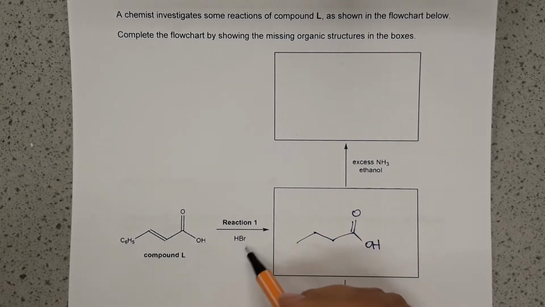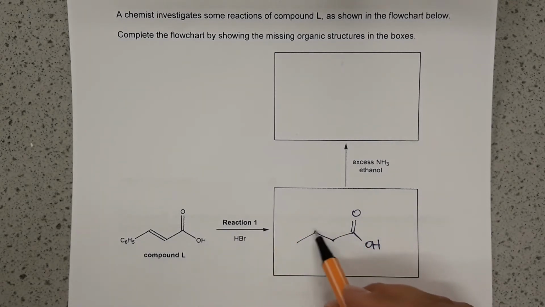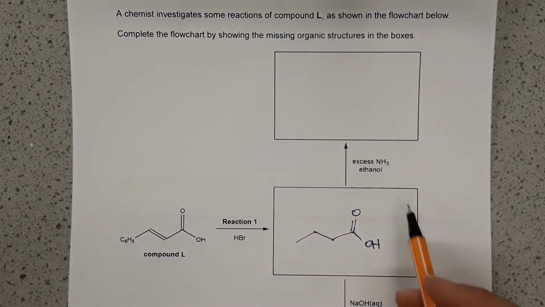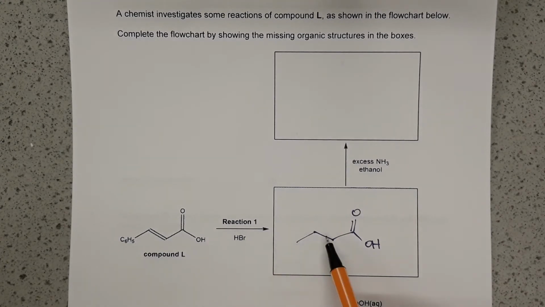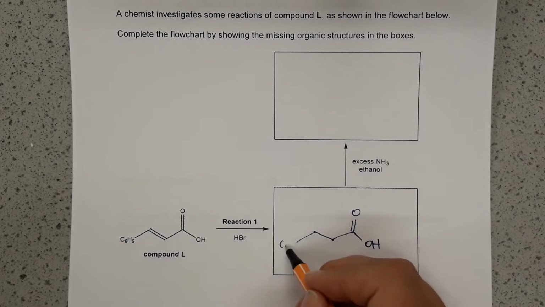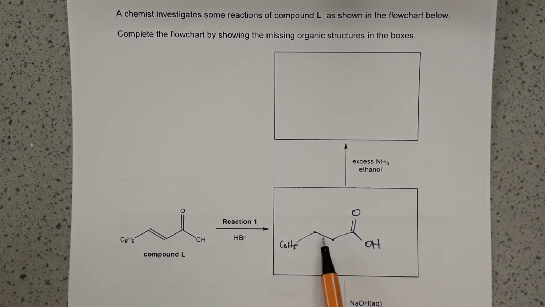The HBr is going to act as an electrophile. Therefore, the double bond will break. And you've got to think now, well, where is the HBr going to go? Where's the H going to go and where's the Br going to go? Let's put the C6H5 back in there for a second. And this is where you've got to look at the question in its entirety.